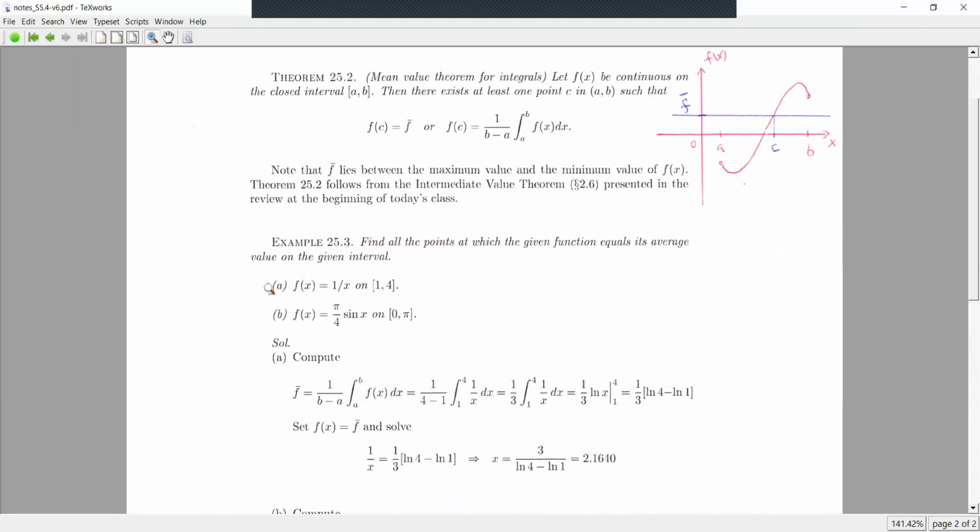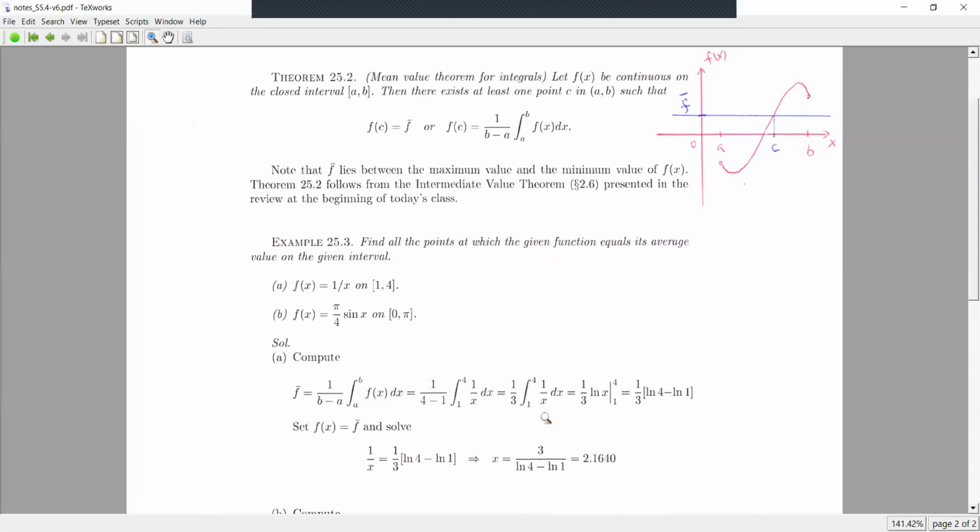Now, question A. We need to determine a point C between 1 and 4 where this function value is equal to the average function value. Let me compute the average function value of this function over this interval first. By formula, the average function value is this integral, where A and B are 1 and 4, respectively. This integral is equal to this integral.